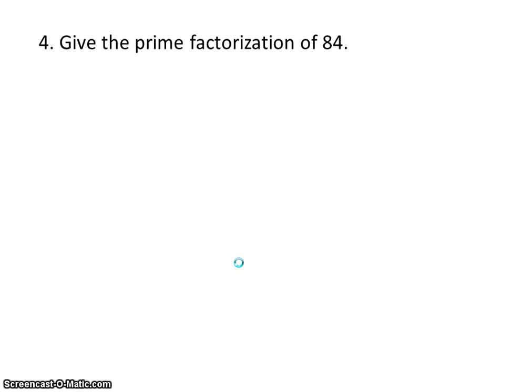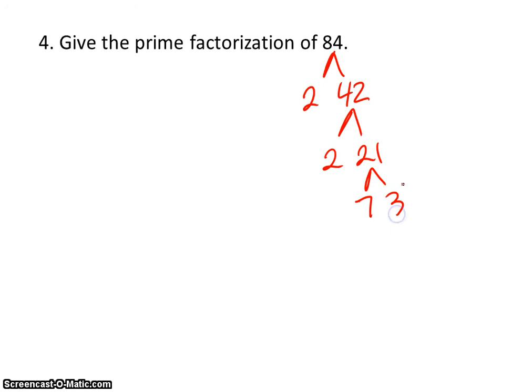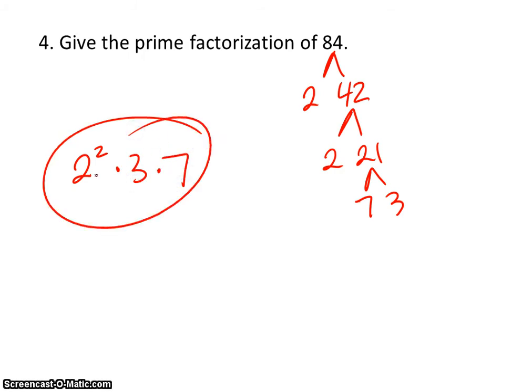And prime factorization of 84. Okay, so we've been working on this, another problem. So we're going to split that tree up. So we have, let's do 2 and 42. That's pretty easy. And then 42, we know that that could be 2 and 21. And then that will be 7 and 3. So my prime factorization would be 2 squared, because I have 2 2's, times 3 times 7. So that's my prime factorization.